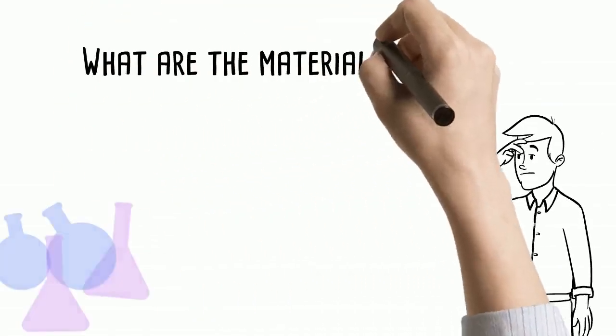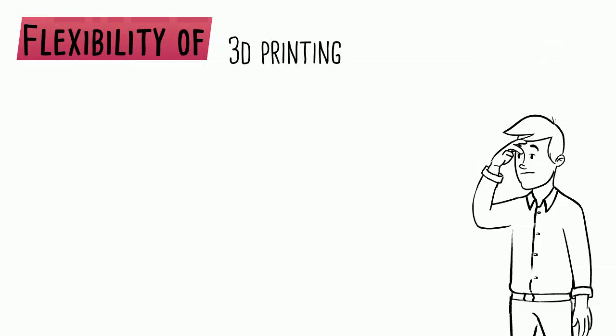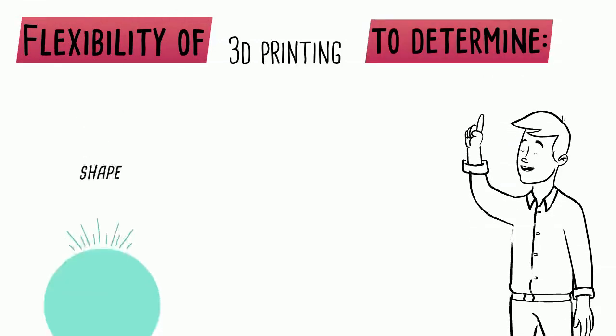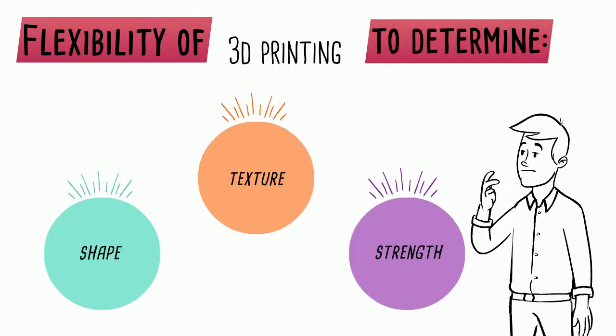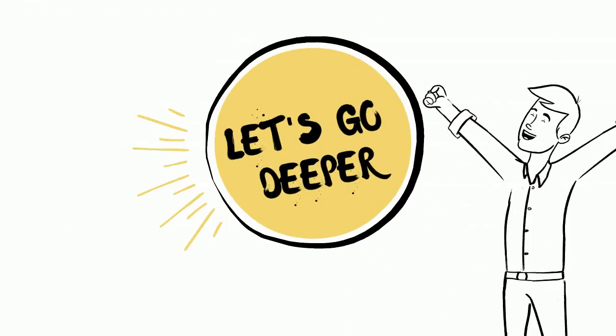What are the materials used for 3D printing? 3D printing is flexible, allowing manufacturers to determine the shape, texture, and strength of a product. Let's identify them.